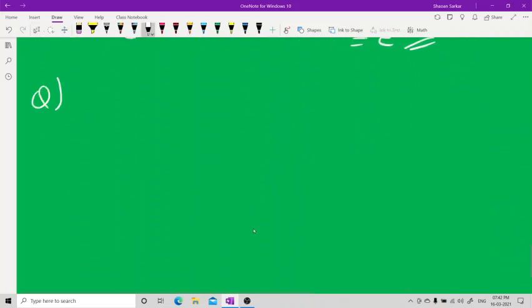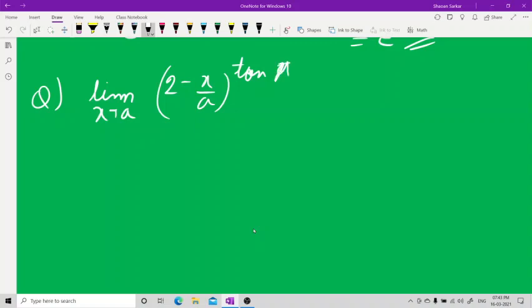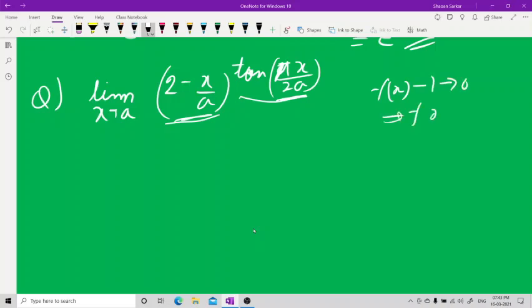Now, another question. Question is, limit x tending to a of (2 minus x by a) to the power of tan (pi x by 2a). Now see one thing, this whole is f(x) and this whole is g(x). I told you f(x) minus 1 tends to 0. That means f(x) tends to 1 and g(x) tends to infinity as x tends to a.